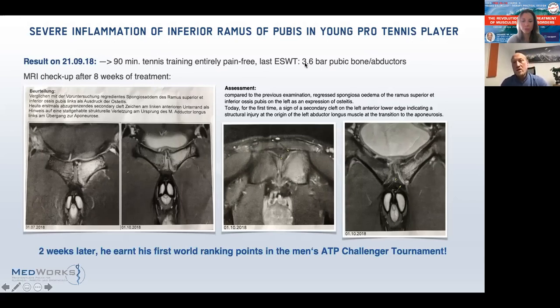This is really high pressure. And if this is possible pain-free, you can tell the patient that the treatment is normally over. After 8 weeks, we had an MRI comparison.